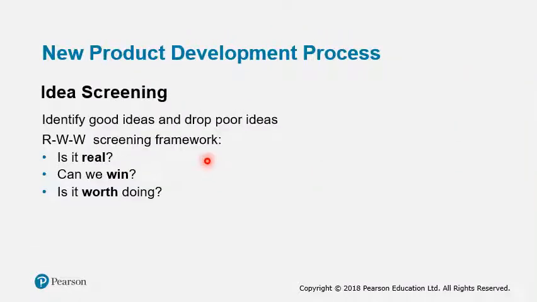The second step in the new product development process is idea screening. This is when you screen out the ideas, dropping the poor ones, and look at the RWW screening framework: Is it real? Can we win? Is it worth doing that particular product or not?